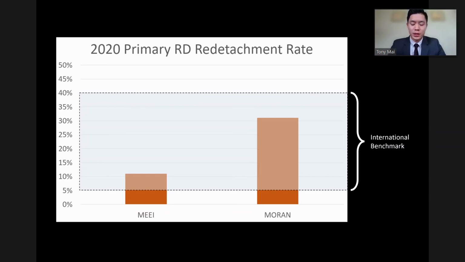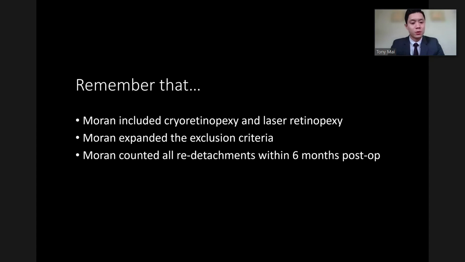But I do want everyone to remember that it's not directly comparable because there were some differences in our design, in that Moran included more procedures, we expanded the exclusion criteria, and then we also counted all re-detachments within 6 months post-op.